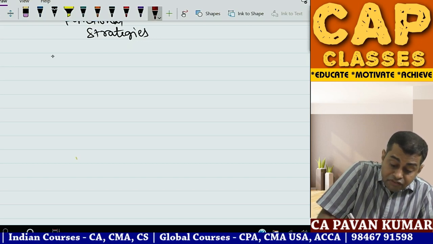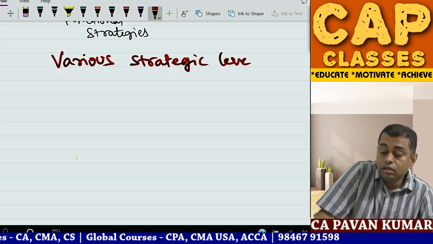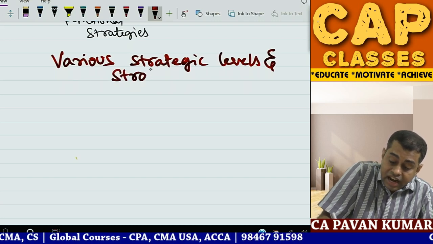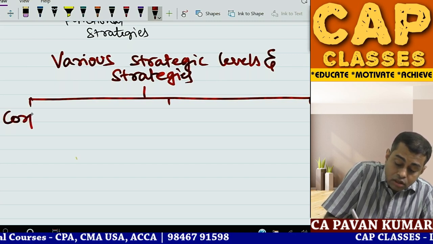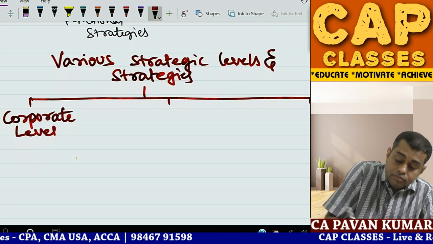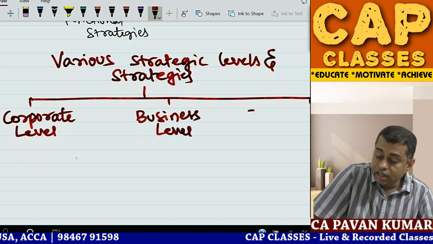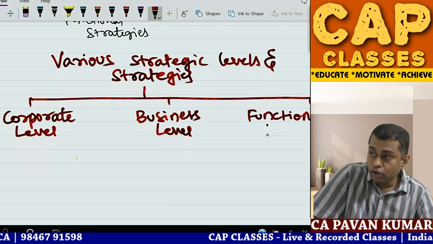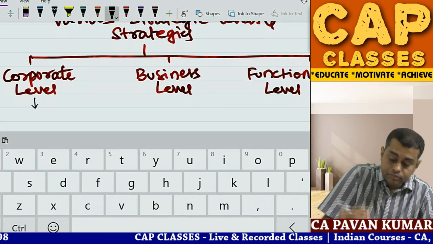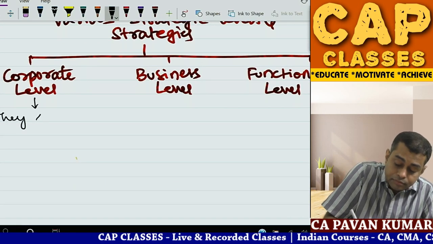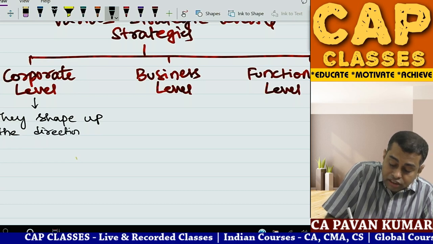So various strategic levels and various strategies from these three arrow marks down. First one is corporate level strategies. Second one is business level strategies. Third one is functional level strategies. Write down in your notes. Corporate level strategies, business level strategies, functional level strategies. Okay. They shape up the direction of an organization.